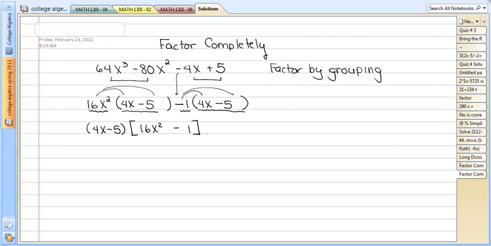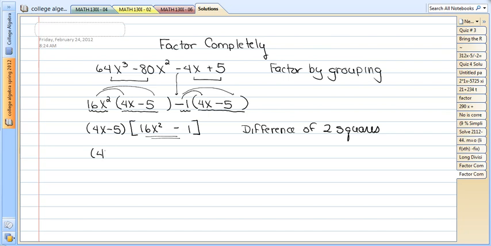You're almost done factoring, but again, you've got to look inside the parentheses here to see if that's a special type of factoring, and it is. This is the difference of two squares. And when you factor the difference of two squares, they both have to be perfect squares.